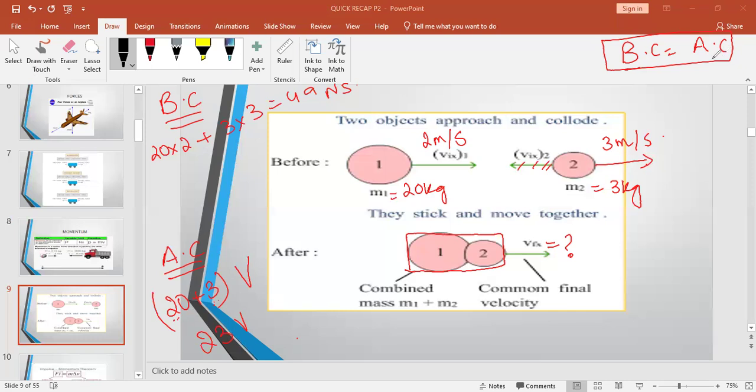Clear? So apply the law now. Before collision momentum is equal to after collision. What is after collision? It is 23v. And what is before? It is 49. So 49 equals 23v, and you will get the velocity. Did you get it now? Check out the answer. Okay.